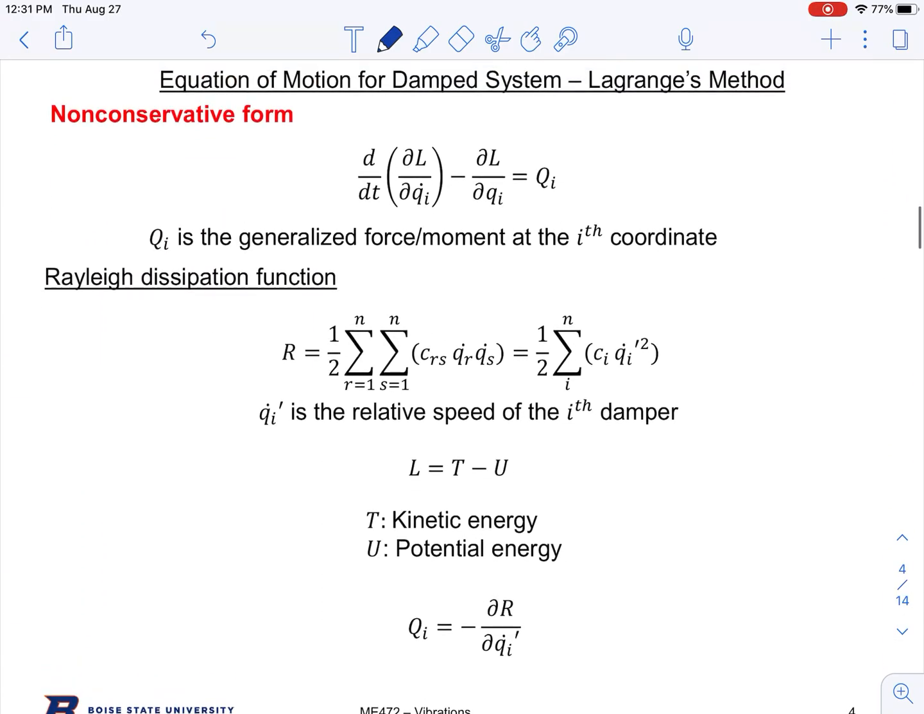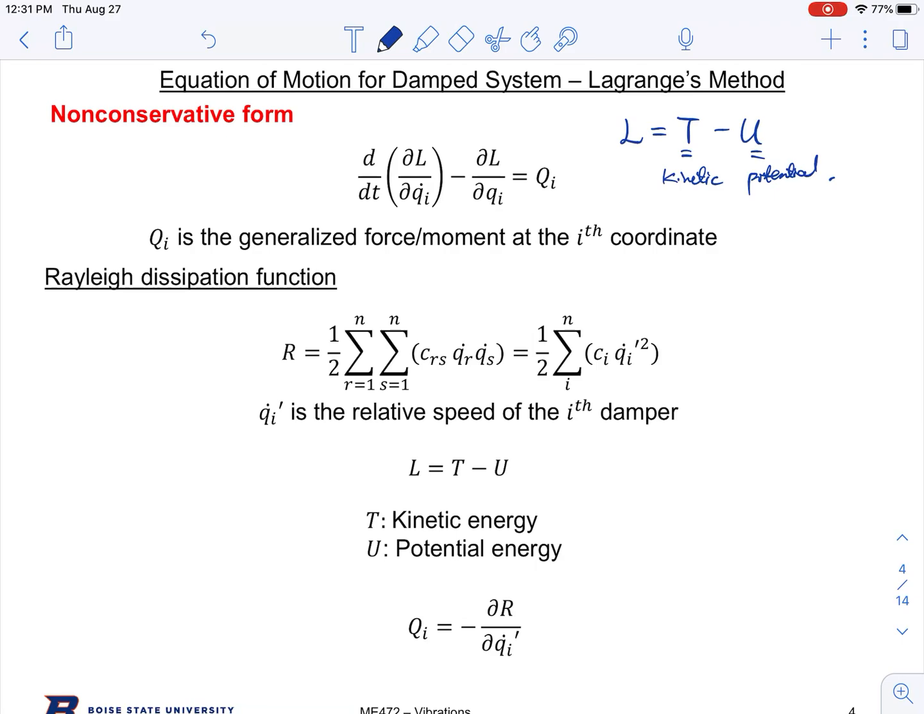I would like to emphasize Lagrange's method here. In order to find your Lagrange's expression, we define L equals T minus U. This is your kinetic energy, and this is your potential energy. If you don't remember, you can go back to lecture number 1. In mechanical systems, kinetic energy is related to inertia, mass, or J, and potential energy is related to either gravity or springs.